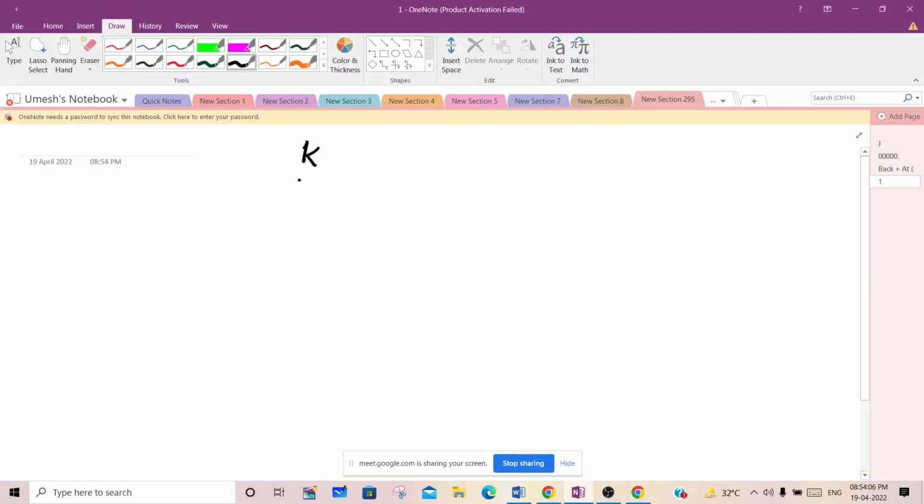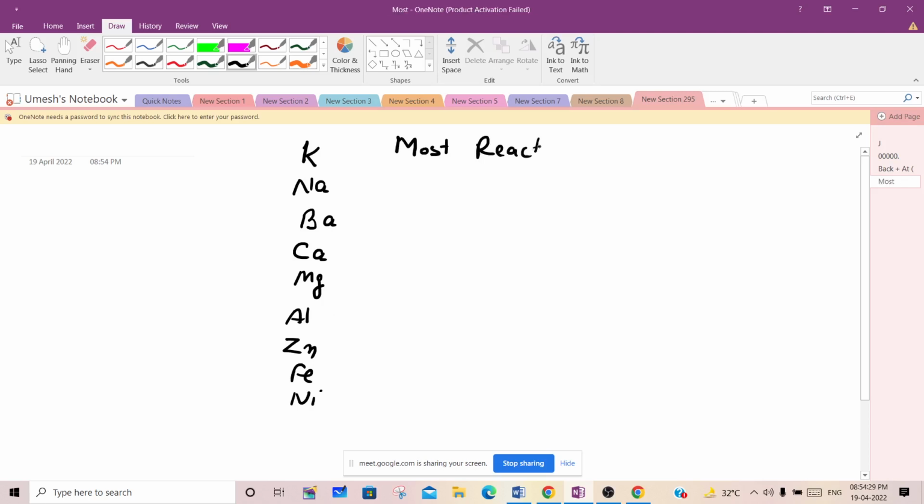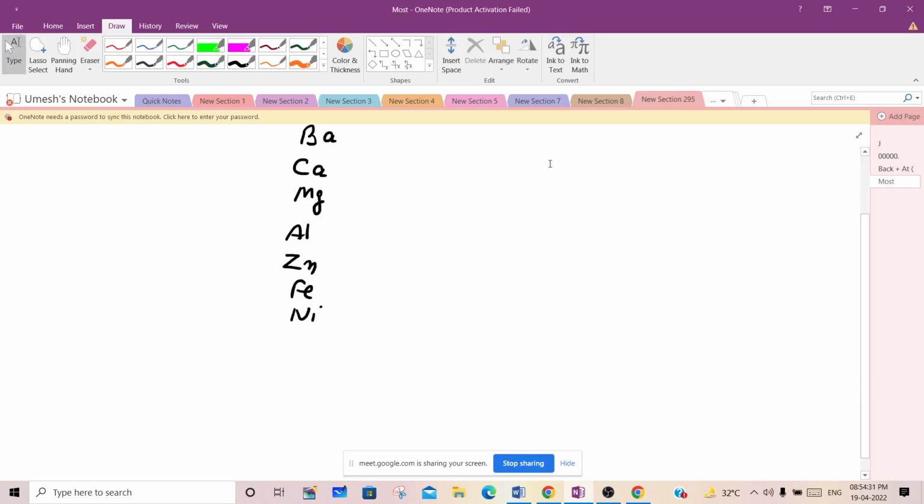Potassium, sodium, barium, calcium, magnesium, aluminium, zinc. So are you going highest to lowest or lowest to highest? The upper one is the most reactive. As I'm going down, the reactivity goes on decreasing. Nickel, tin. Sir, what is Ni? Nickel. Hydrogen, copper, mercury.